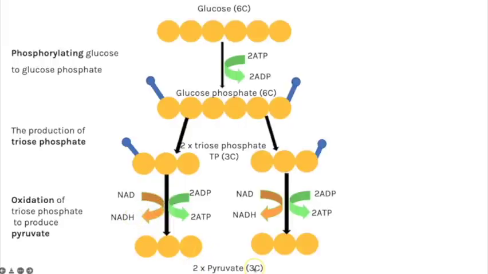So at the end we have 2 molecules of pyruvate, a net gain of 2 ATP, and what we mean by that is, although we've made 4 ATP molecules in this stage, we had to use 2 at the beginning. So overall, we've created 2. We've also made 2 reduced NAD.